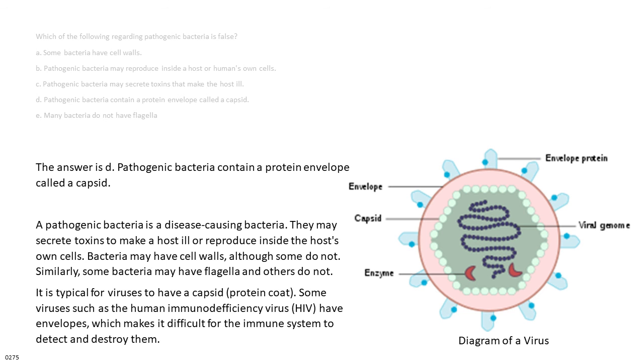The answer is D. Pathogenic bacteria contain a protein envelope called a capsid. A pathogenic bacteria is a disease-causing bacteria. They may secrete toxins to make a host ill or reproduce inside the host's own cells. Bacteria may have cell walls, although some do not. Similarly, some bacteria may have flagella and others do not. It is typical for viruses to have a capsid, a protein coat. Some viruses such as the human immunodeficiency virus, HIV, have envelopes, which makes it difficult for the immune system to detect and destroy them.